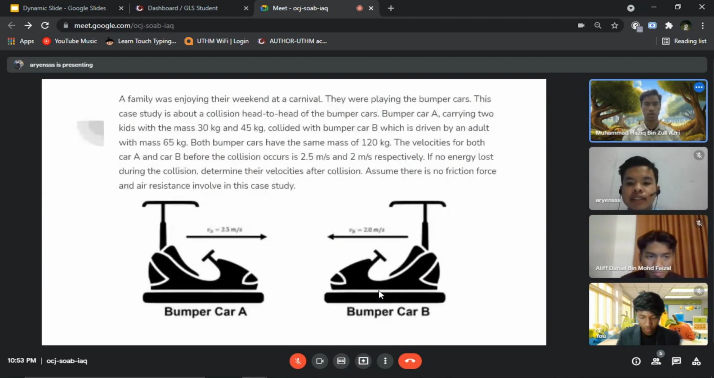A family was enjoying their weekend at the carnival. They were playing the bumper cars. This case study is about a head-to-head collision of the bumper cars.